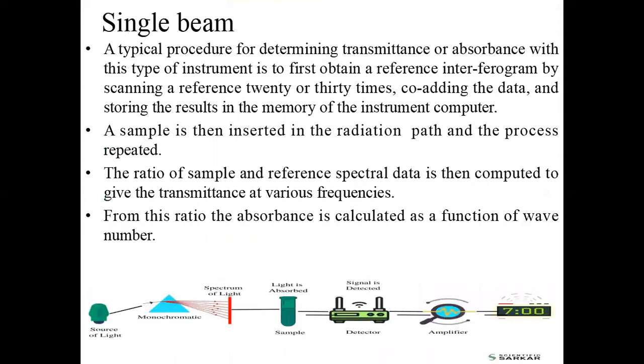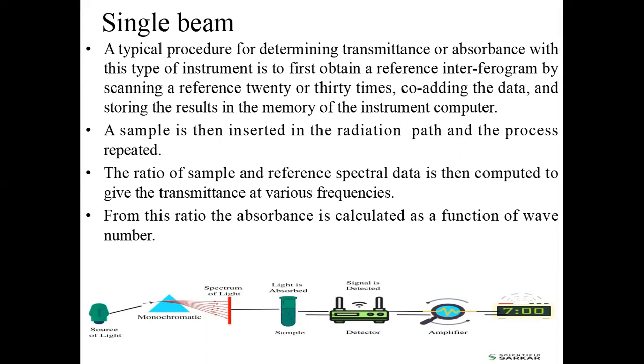Single beam FTIR. A typical procedure for determining transmittance or absorbance with this type of instrument is to first obtain a reference interferogram by scanning a reference 20 or 30 times, co-adding the data and storing the results in the memory of the instrument computer. A sample is then inserted in the radiation path and the process repeated. The ratio of the sample and the reference spectral data is then computed to give the transmittance at various frequencies. From this ratio, the absorbance is calculated as a function of wave number.